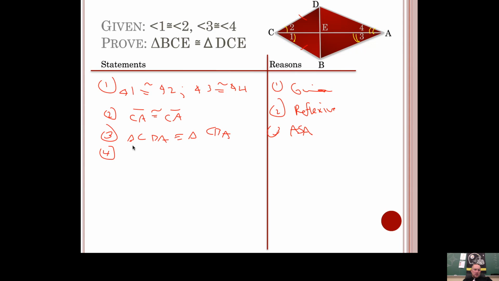So segment CD is congruent to segment CB by CPCTC. If we have congruent triangles, we have corresponding parts of congruent triangles. Now, if we just focus in on these 2 little triangles here, they both have segment CE on them also. So segment CE is congruent to segment CE by the reflexive property.